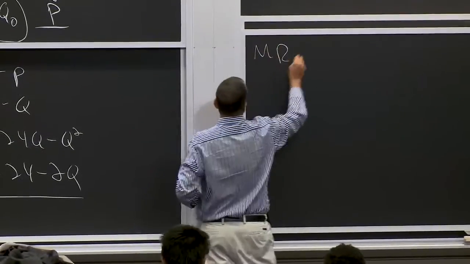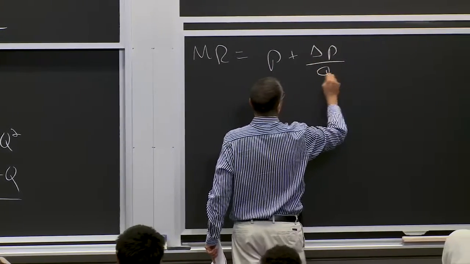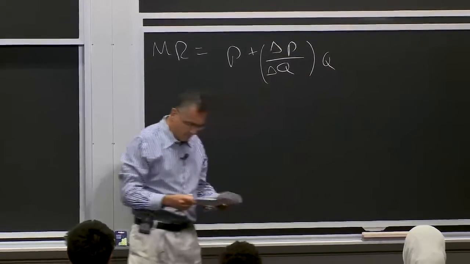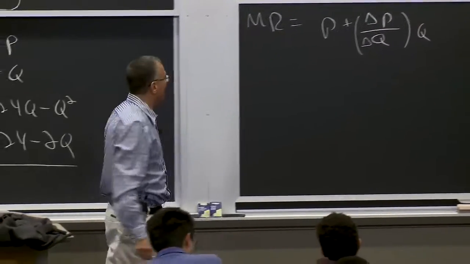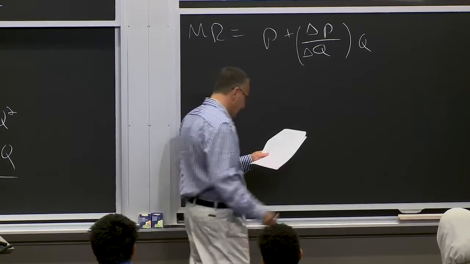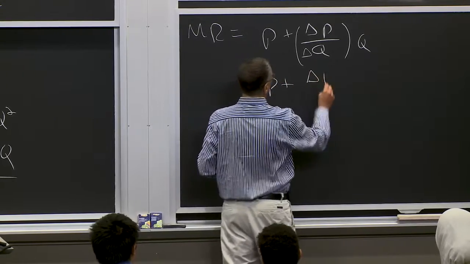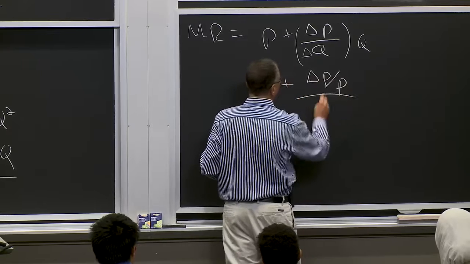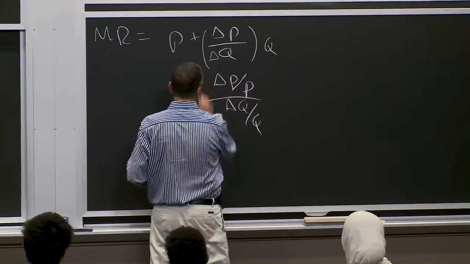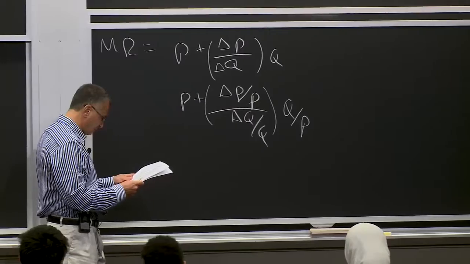Marginal revenue equals P plus delta P over delta Q times Q. Okay, now take that expression and multiply and divide by P. Then I'm going to get P plus delta P over P, delta Q over Q, times Q over P.